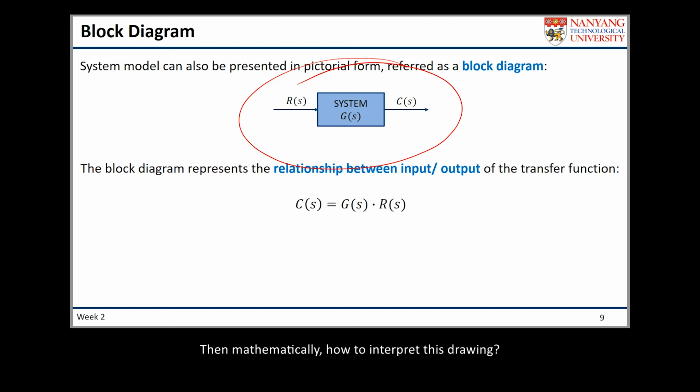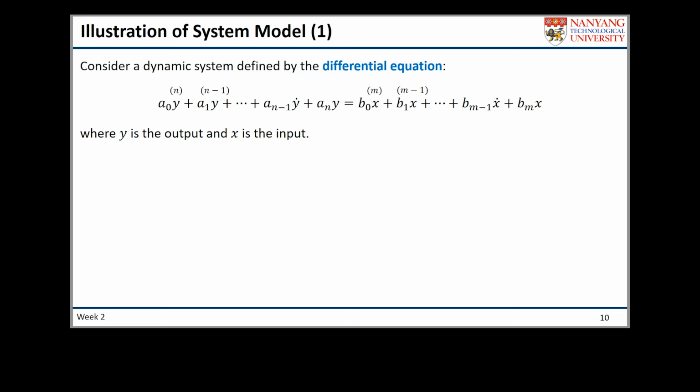And then mathematically, how to interpret this drawing? It's just the same as the transfer function model. To interpret this kind of block, you can use the equation that is shown in the last part of this slide. So the output C is equal to G, the transfer function of the system, times the input R. So this is how to interpret the block diagram in a mathematical manner. Okay, now let's talk a bit more in detail about the model of a dynamic system.